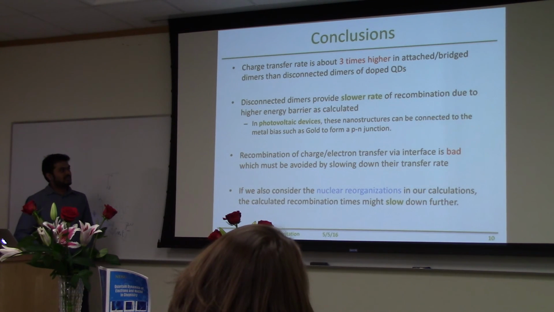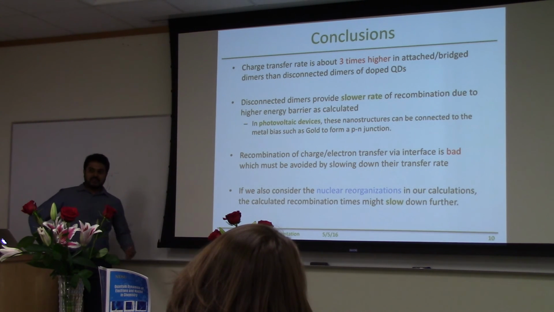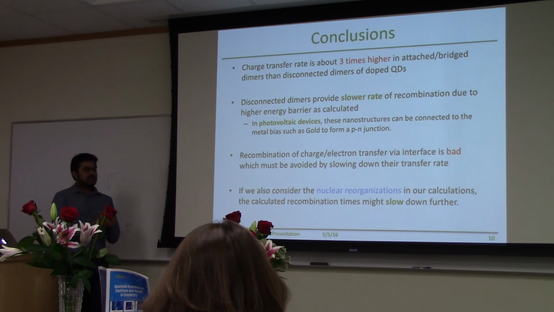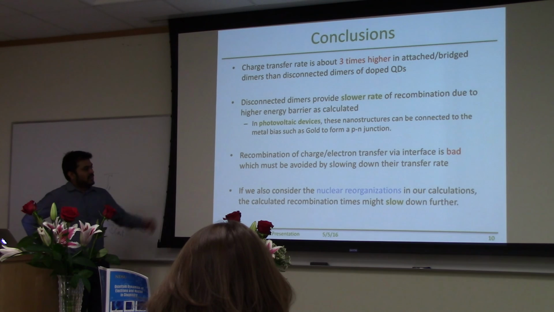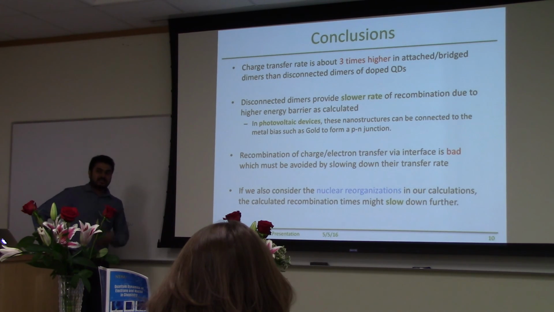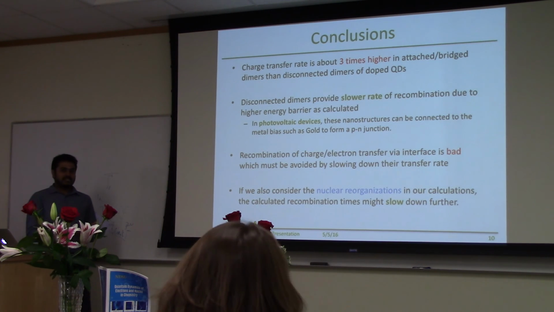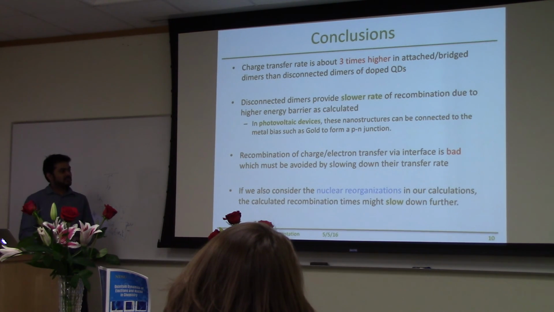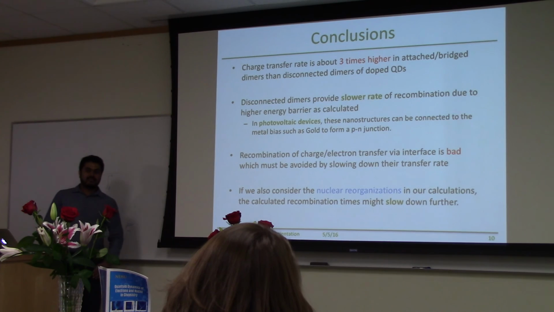If these recombination charge transfer rates are fast, that's bad for photovoltaic devices. We should avoid this, or we should slow down this charge transfer phenomenon between p-doped and n-doped semiconductors. And if we also consider nuclear reorganizations, as Javed was doing, if I consider those in my calculations, the rate of charge transfer will be slowed down further compared to the values I was showing here.